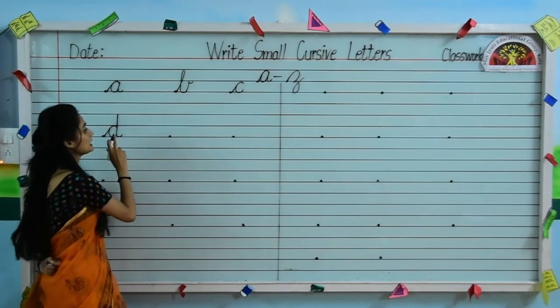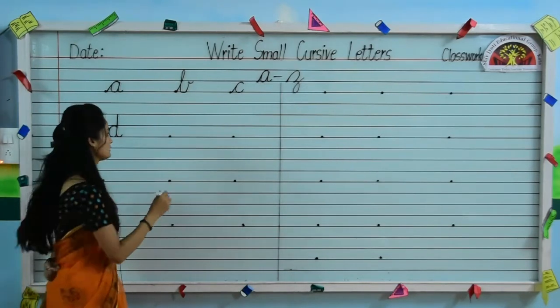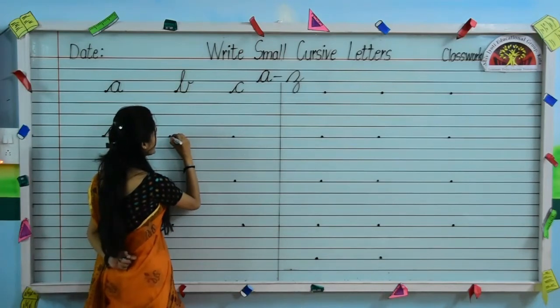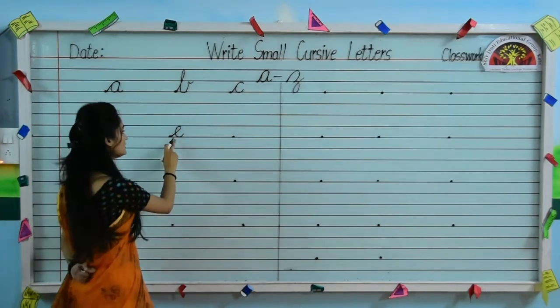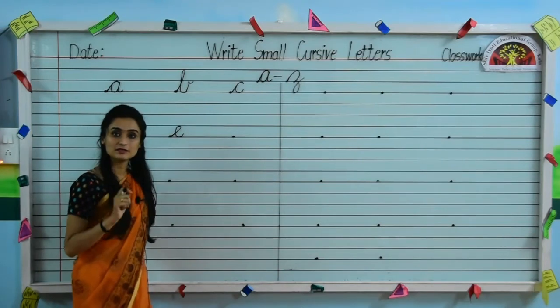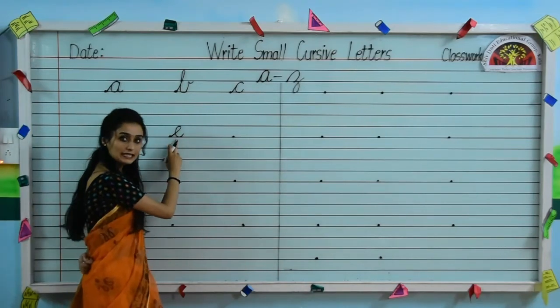Okay kids? Now tell me what comes after D. Tell me fast. The next one is E. So we will write E between the second and the third line. Slanting line and a loop like this. This way you have to write your letter E.